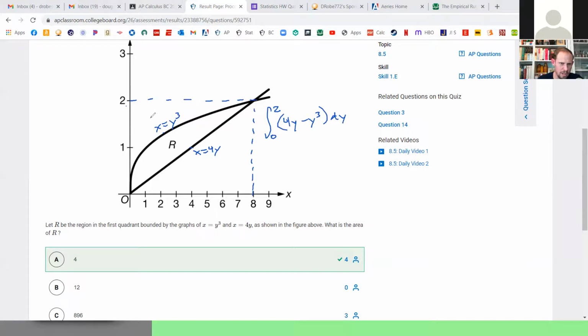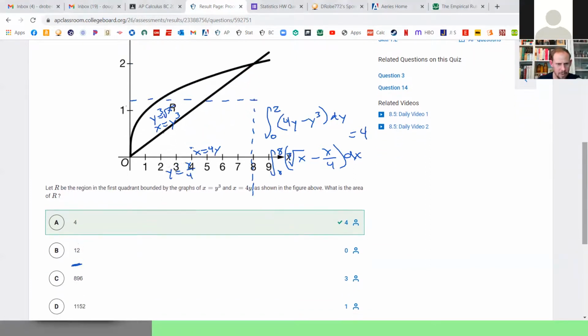Another way to do it would be to solve for y, because I know that's what you're more used to. Right? So if we solve for y, we'd get y equals the cubed root of x. And this one we'd get y equals x over 4. And if we went across this way, and then we'd be going up and down here, we're going to 8. So from 0 to 8, this is now the top curve, the cubed root of x, minus the bottom curve, which is x over 4 dx. So we can set it up either way. Both of these integrals should give us the same answer, which looks like it's just 4.